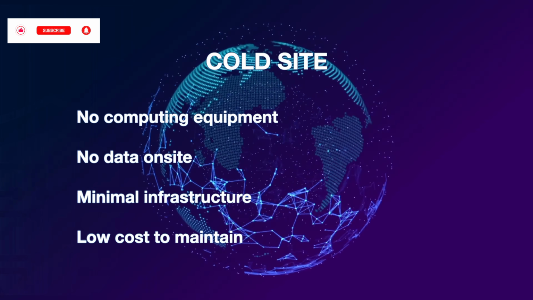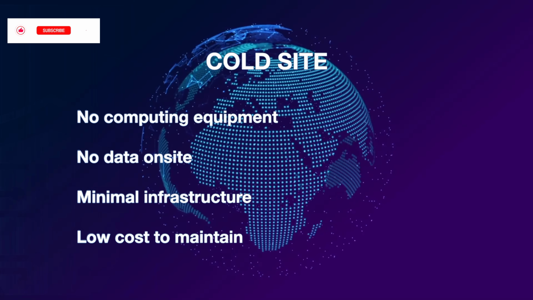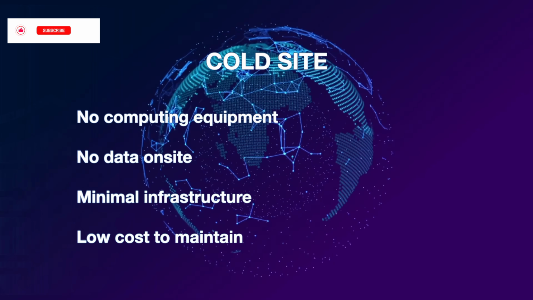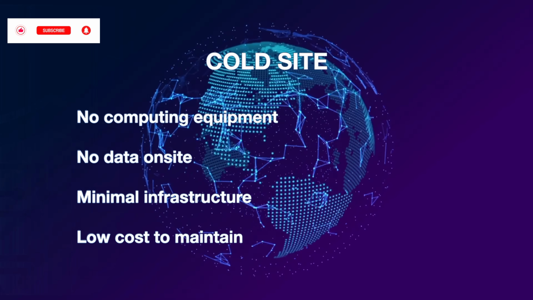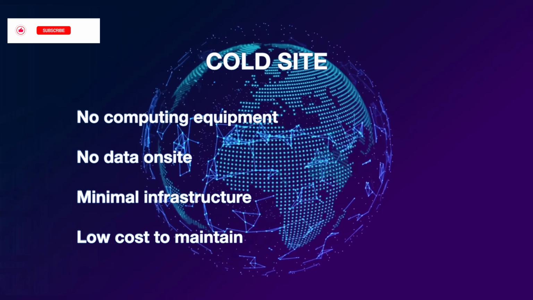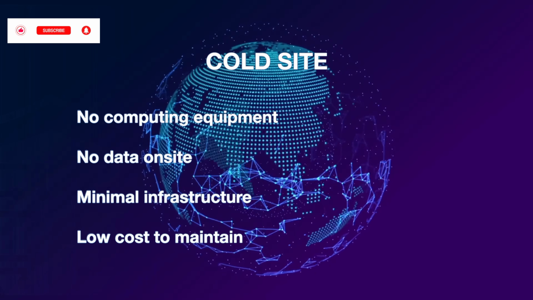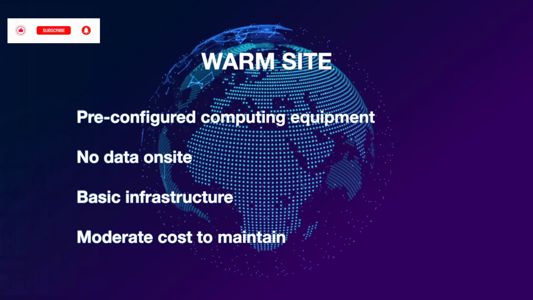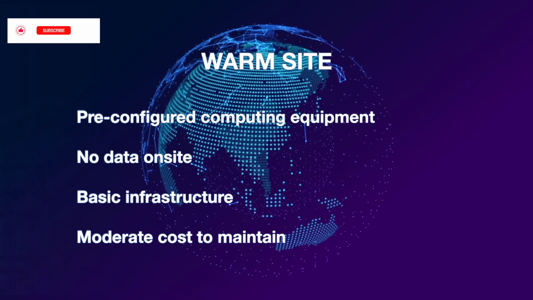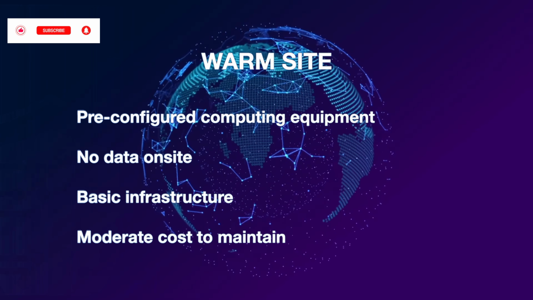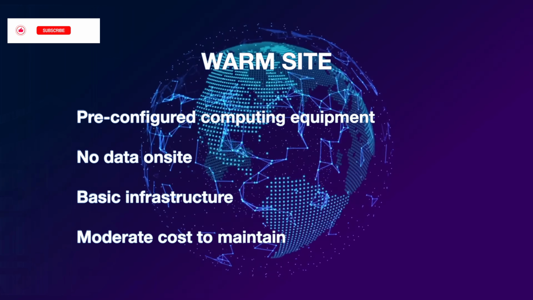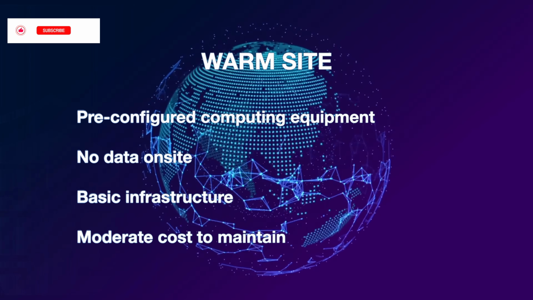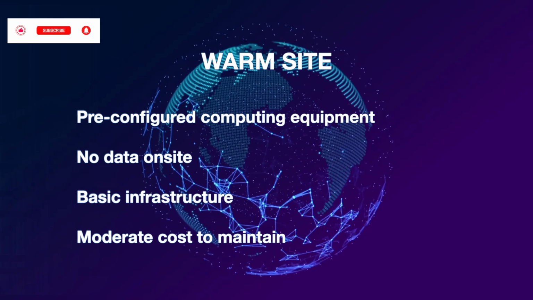So if your maximum tolerable downtime is 72 hours, can you check all those boxes in 72 hours? Can you get full infrastructure, all your data, all your computing equipment up and running in 72 hours? If the answer is no, then you wanna be looking at something like a warm site, right? Where you have pre-configured computing equipment on site, you still don't have any data, but you have basic infrastructure and it's moderate cost, so it's not too bad. So this is basically gonna take you about, let's say, 12 hours to activate. That would be kind of normal time, right?